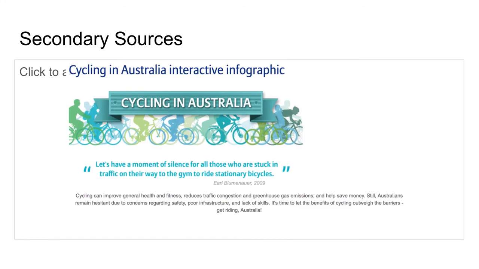Now, secondary sources. Maybe someone has already collected some data and information. Having a look at secondary sources, what information they offer, is a good thing if you can find a relevant secondary source. So this one here, it's a collection of information displayed in an infographic about Australians' patterns of usage in terms of cycling. How often, how many bikes are out there, what people do when they're on a bike, whether it's for recreation or commuting.